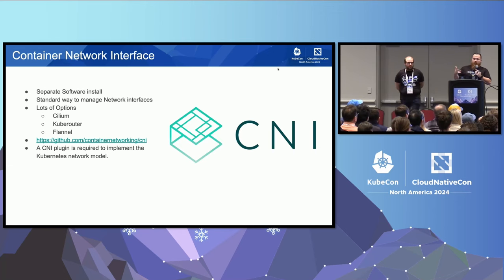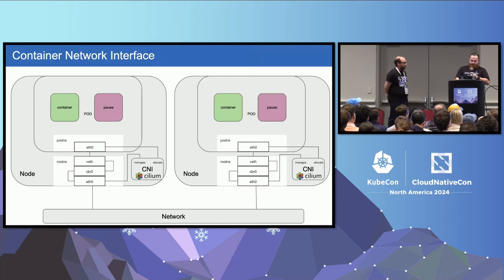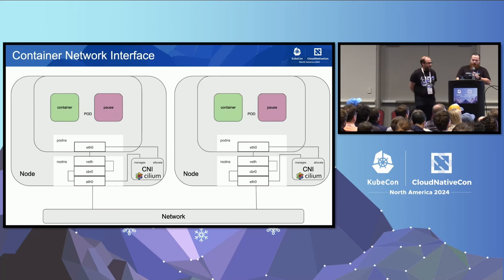So it is a specification for how to define that file and how to create and add interfaces and manage routes and IP addresses. So we talk about this. The CNI is required to implement that Kubernetes networking model. So we've talked about the Kubernetes networking model, and the CNI implements that for us. And so we see here we have that picture, so we continue to build on that picture. So we have the CNI that manages the interfaces, the routes, and then allocates the IP addresses and the interfaces for us.